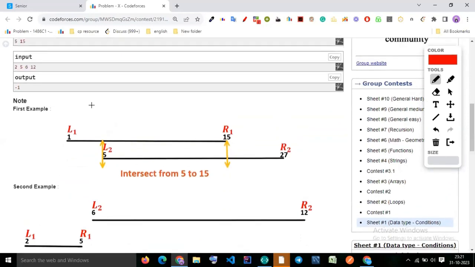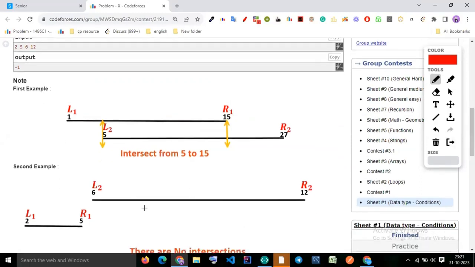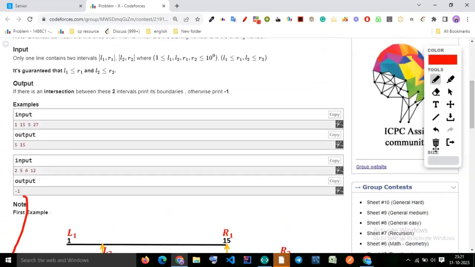Let's try to understand the second test case. Here, see that 2 5 is L1 R1 and 6 12 is L2 R2. Is there any intersection point? Is there any common point? No. So you have to write -1. Okay, so let's try to understand all test cases.